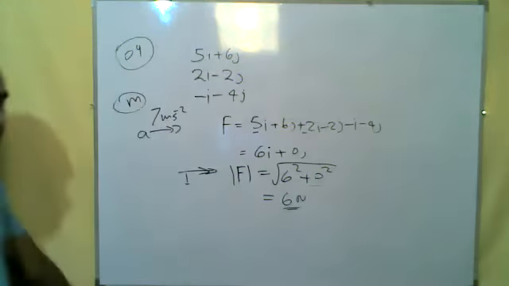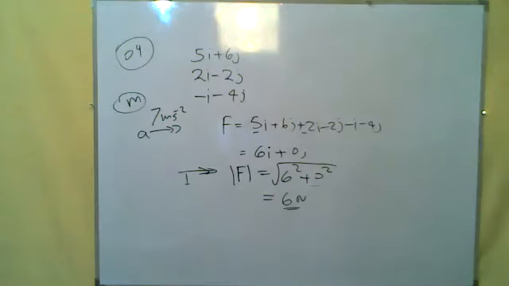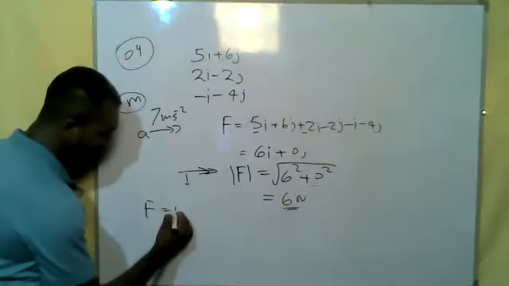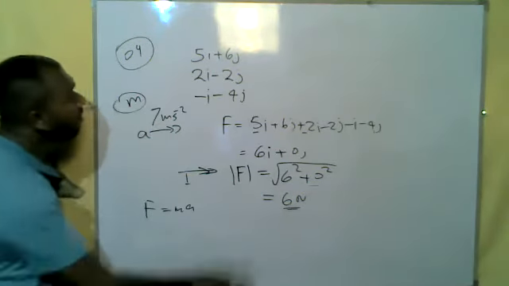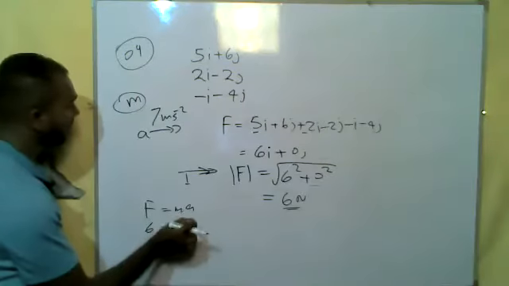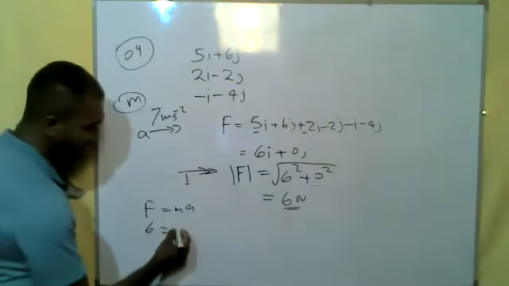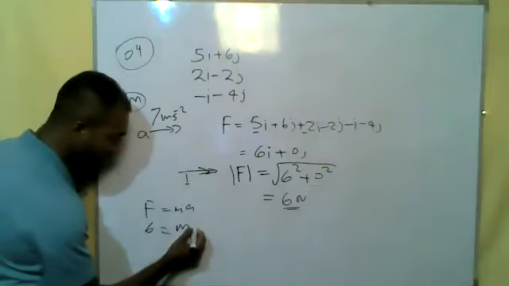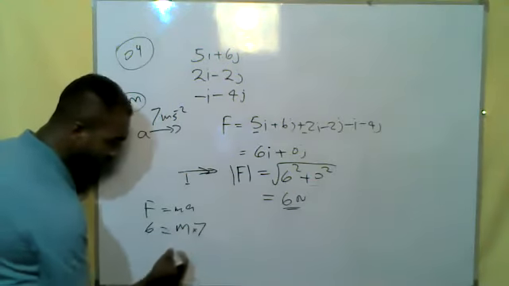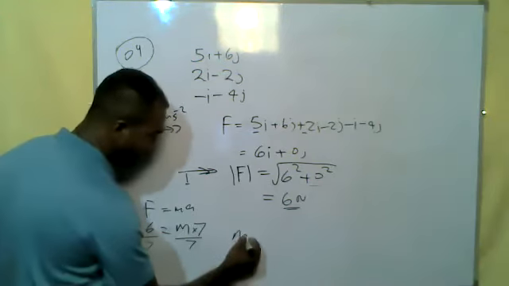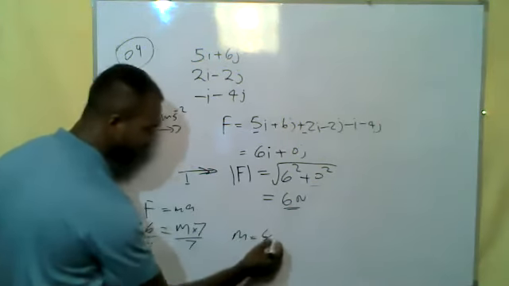It is 6 newtons. Now we can easily apply force equals mass times the acceleration. F equals ma. Force we know, 6. Mass, we know how much? We don't know. We are about to find the mass. And the acceleration, how much? It is given, it is 7. So to find mass, we have to divide both sides by 7. So the mass equals 6 over 7.